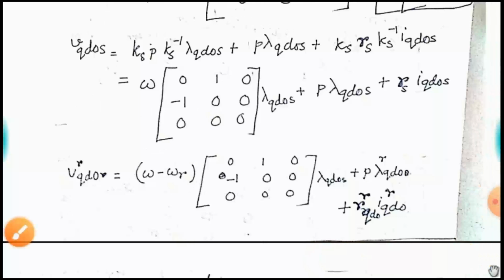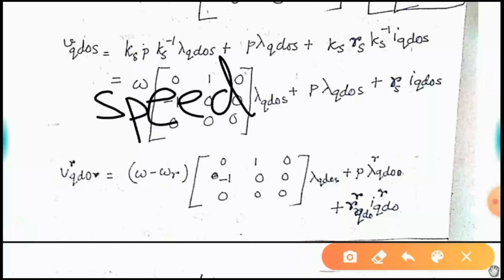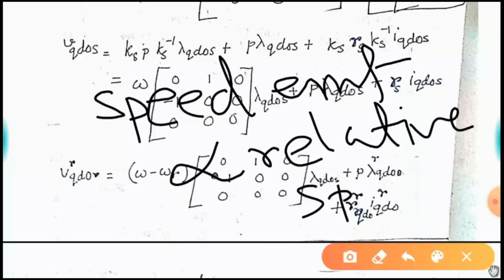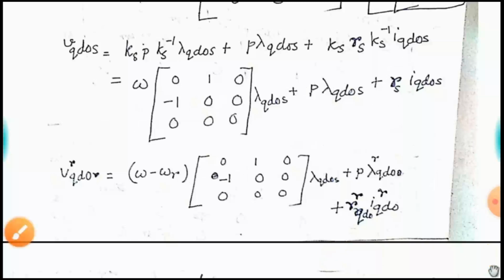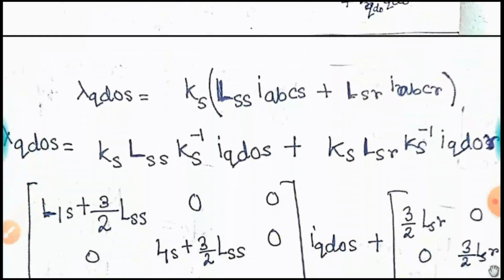Do remember that speed EMF is proportional to relative speed. It has nothing to do with the absolute speed of your winding, right? So likewise we understand everything and we can proceed gradually.